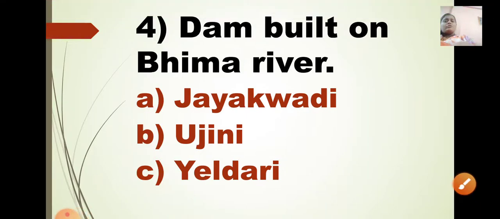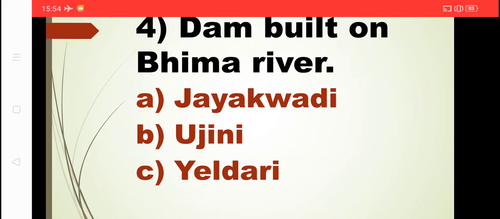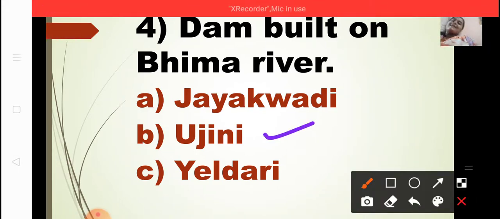Now look at the fourth one. Dam built on Bhima river. Now which is the dam which is built on Bhima river? Now Jayakwadi was built on, Jayakwadi is not the answer. Okay, is it Ujni or is it Yeldari? What is it? It is Ujni. The B option is the correct answer. So Ujni dam is built on Bhima river.